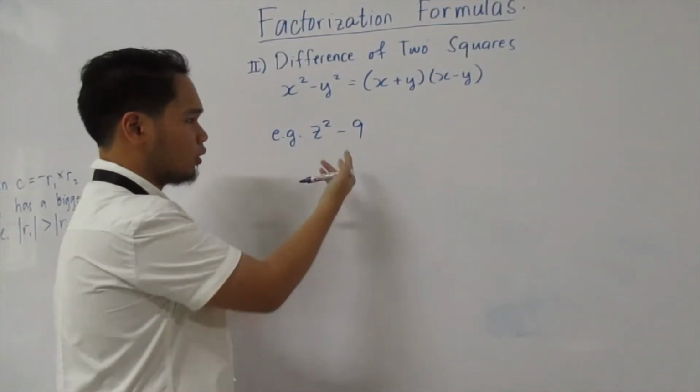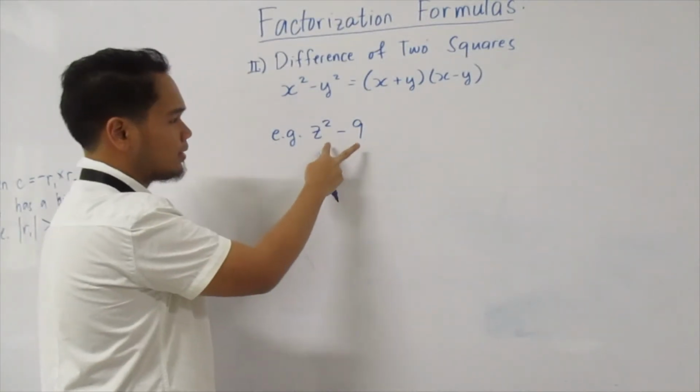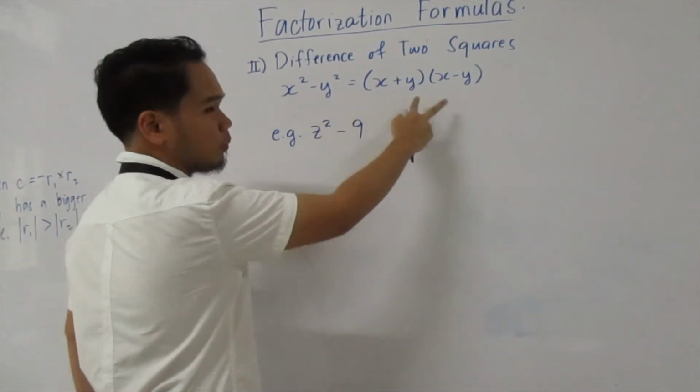So you can see that z squared here is a perfect square, obviously, because it's a square. And 9 is also a perfect square. That is, it's a square root. The square root of 9 is 3. And then there's a minus in between. So if this happens, it suits the requirement. Therefore, we can apply this formula above.